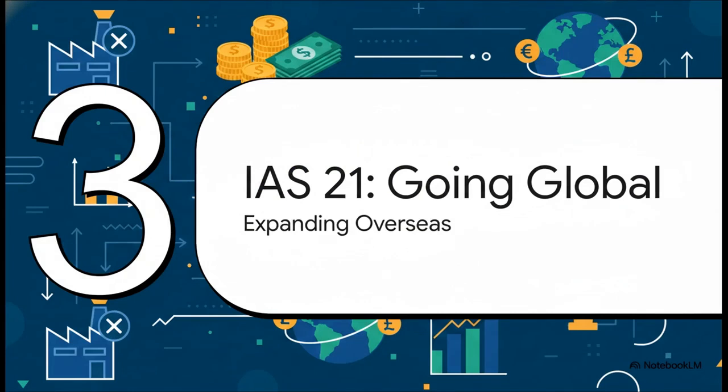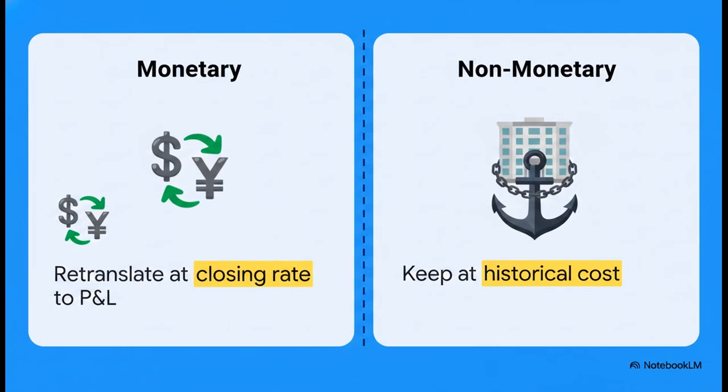All right, Section 3, IAS 21, going global. So back to our story. We've sold the factory, we've got the cash, and now we're expanding overseas. When you're dealing with foreign currency at the reporting date, your balance sheet basically splits into 2 camps. Monetary items, think cash and payables, are retranslated at the closing exchange rate, and any differences go straight to profit or loss. But your non-monetary items, things like historical cost inventory or equipment, you just leave them alone at their historical rate. Simple as that.